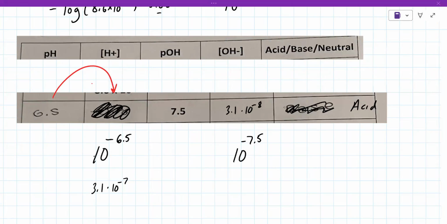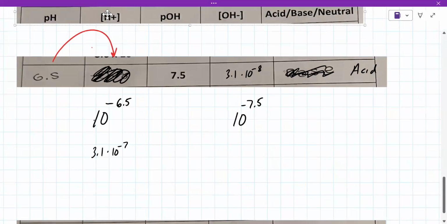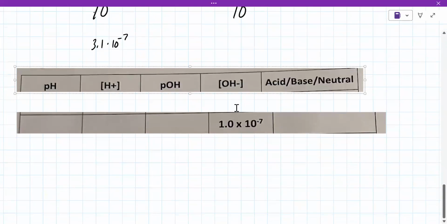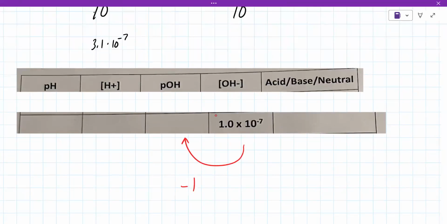All right, let's keep going here. Okay, this one, like when we did earlier, when you're given the OH minus, you have to immediately find pOH. To do that, it's minus log of 1 times 10 to the minus 7.